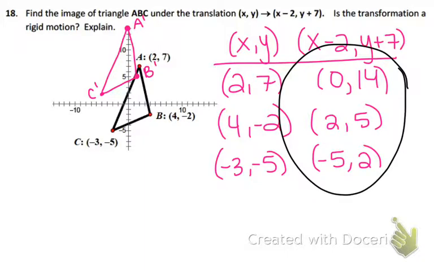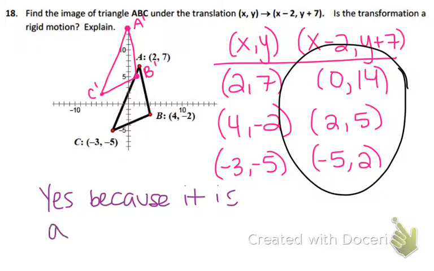Is the transformation a rigid motion? The correct answer is yes, because it is a translation. And we know that translations, rotations, and reflections are rigid motions. The only thing that is not a rigid motion is a dilation, because that changes the size of your pre-image.